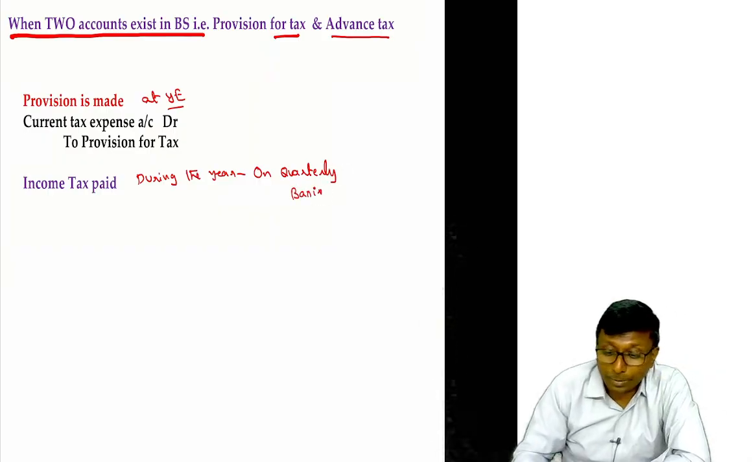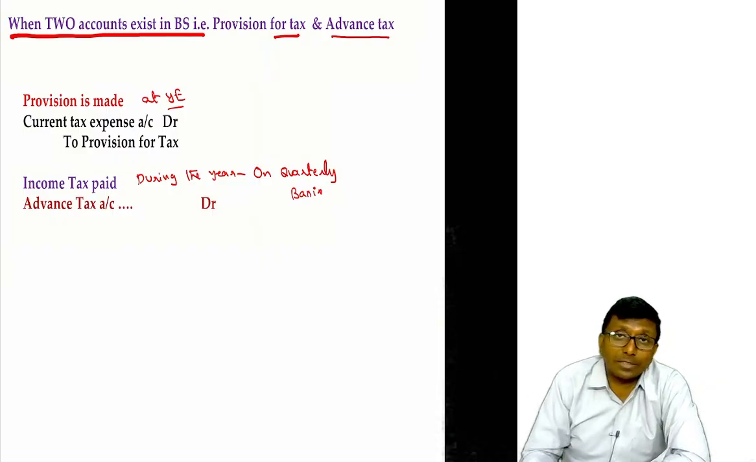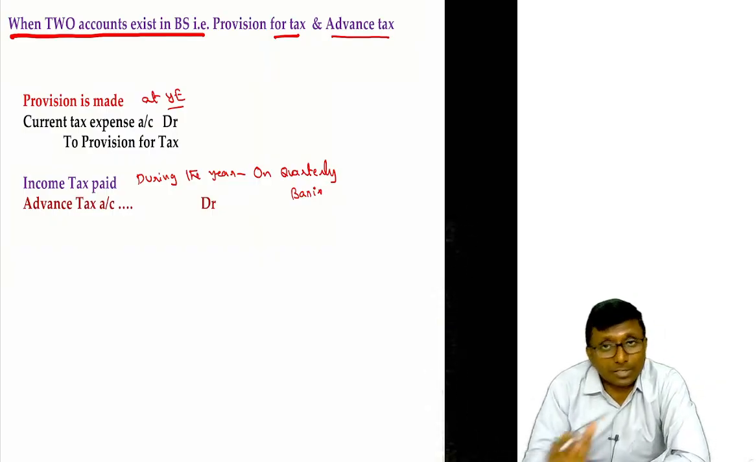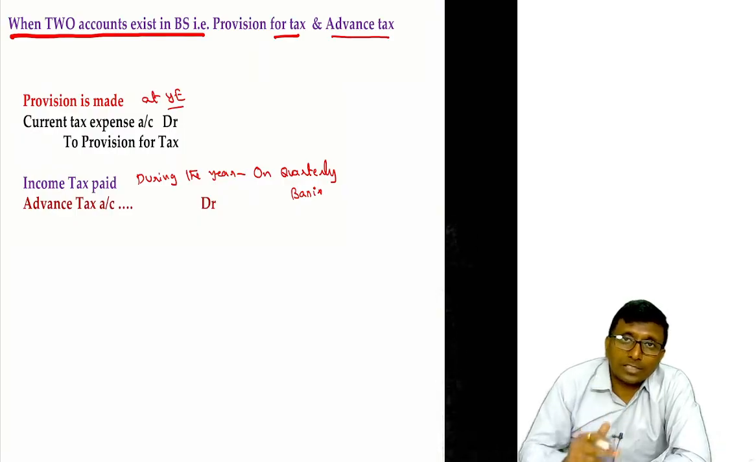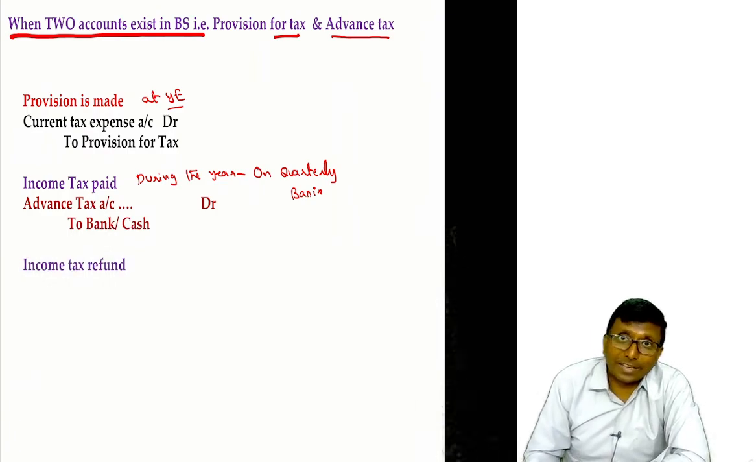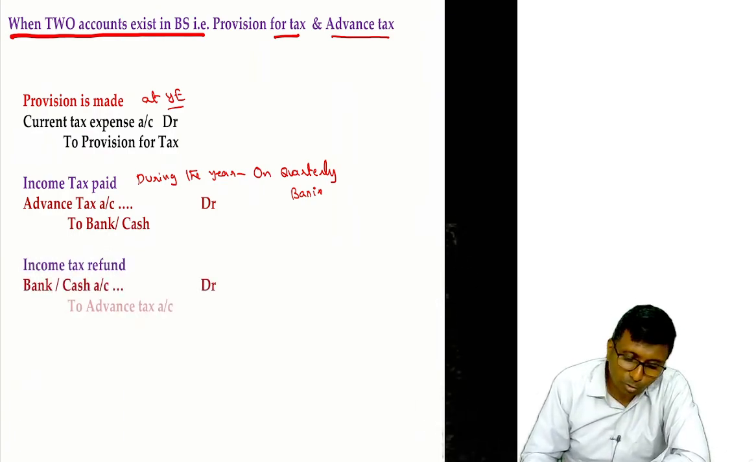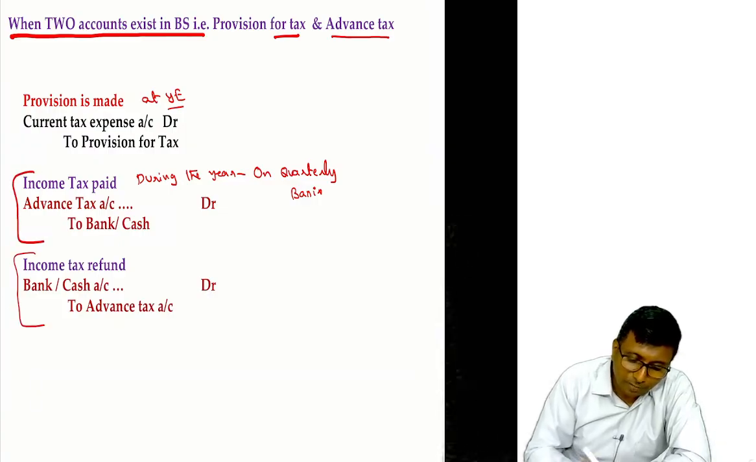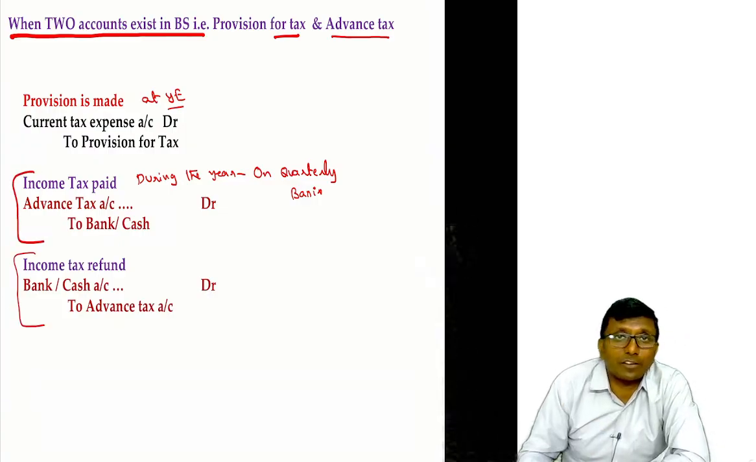When you make a payment, what do you say? Advance tax account debit. We don't say provision for tax account. Like accumulated depreciation, we'll keep the two ledgers. When you make a payment, advance tax account debit to cash. Sir, if the refund has come, what do you do? Same thing. When you get the refund, that is a reversal entry of the above.